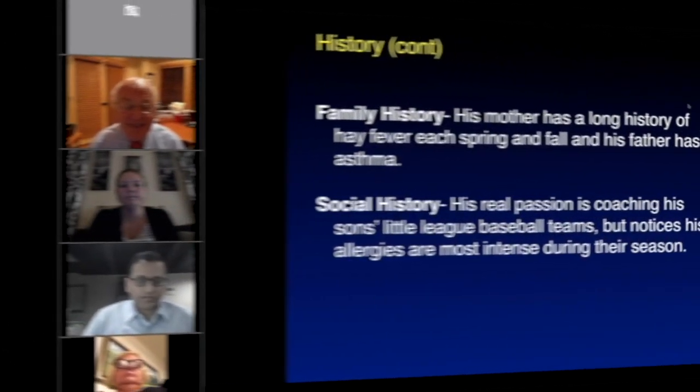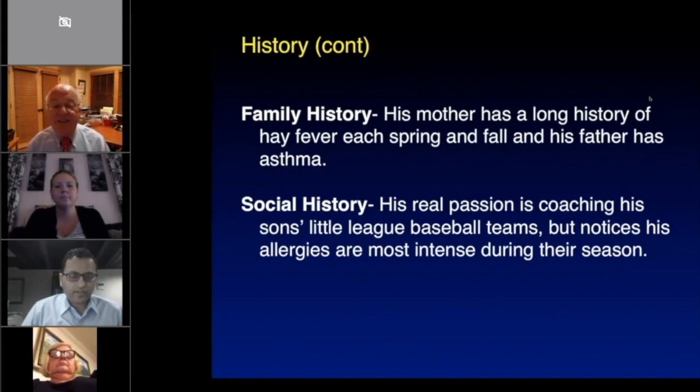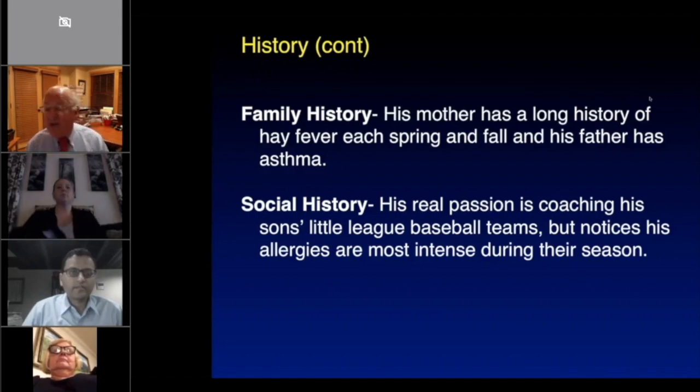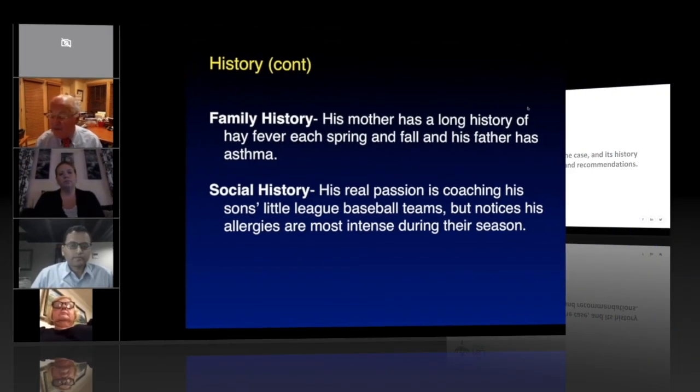Family history. His mother has a long history of hay fever each spring and fall, and his father has asthma. Social history. His real passion is coaching his son's little league baseball teams, but notices his allergies are most intense during their season. Okay. So now do you have any other historical facts any of you wish to ask?